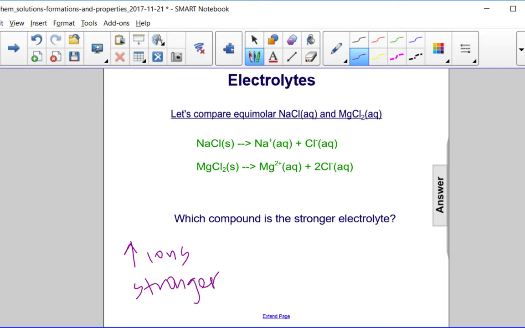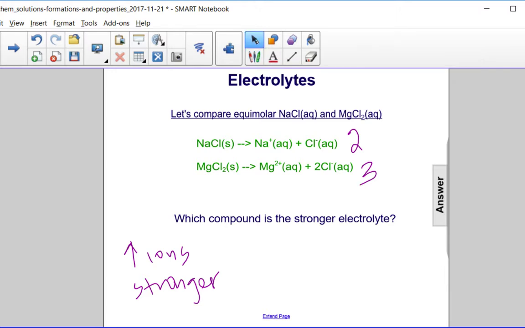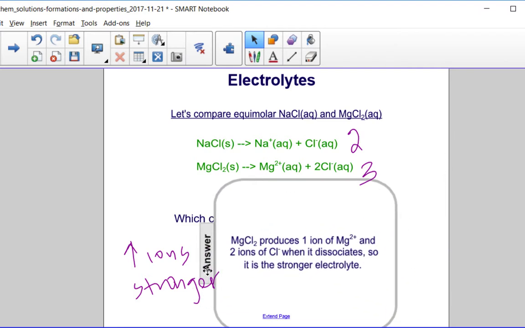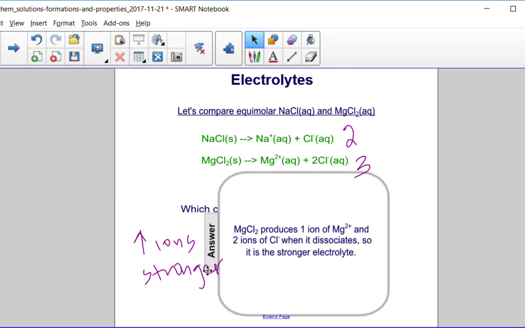Okay. This sodium and chloride here is a total of 2 ions. This magnesium ion and the 2 chloride ions is a total of 3 ions in solution. So the magnesium chloride will always dissolve into more ions in the solution, and so it is the stronger electrolyte.